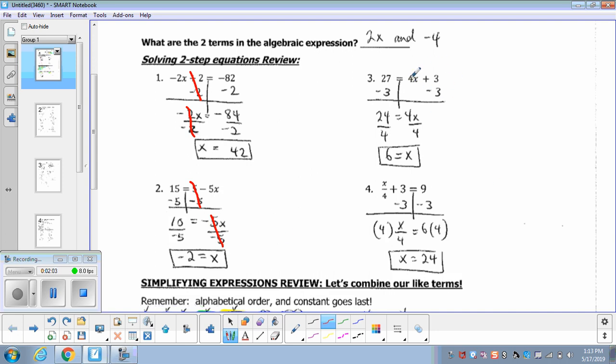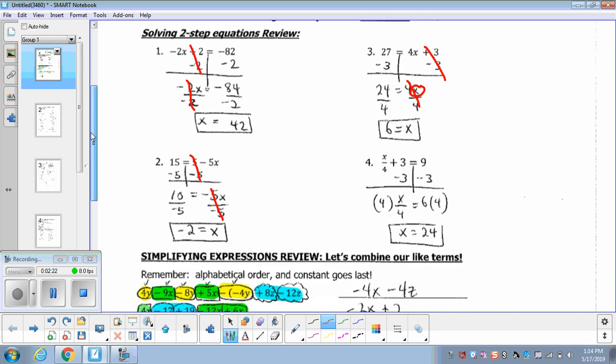So the variable is on this side again. Constant's a +3, so I'm going to cancel it out by subtracting 3 on both sides, and I bring down my 4x. Over here, 27 minus 3 is the 24. And now, since my coefficient's a 4, I'm dividing both sides by 4. X is by itself. And 24 divided by 4 would be 6.